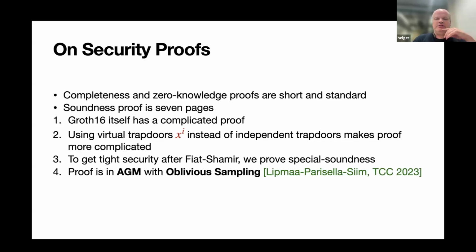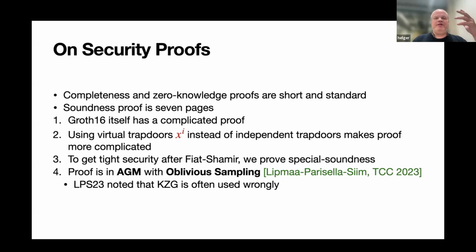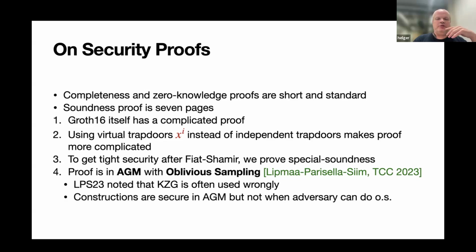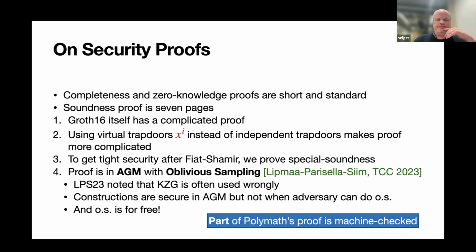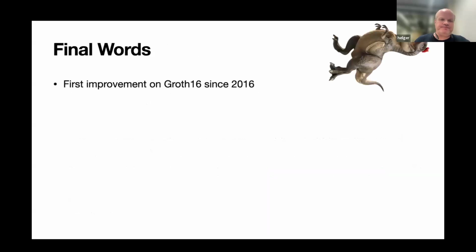As we showed in the DCC 23 paper, KZG is often used strongly. It's basically used in pure AGM, where oblivious sampling is disallowed, while oblivious sampling is actually free in most of the proofs. And part of the proof is machine checked. 7 pages is a bit too long for me to write a complete Lean proof.